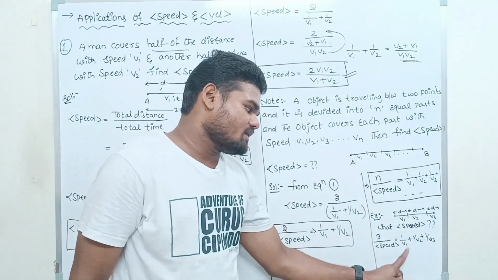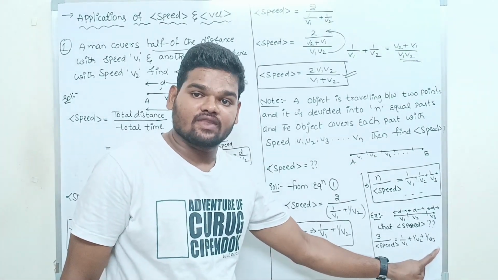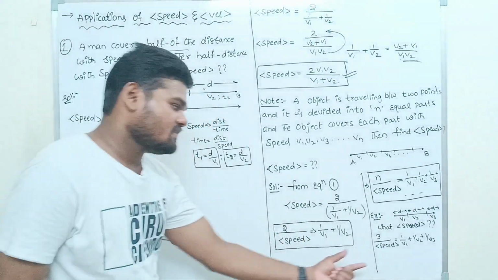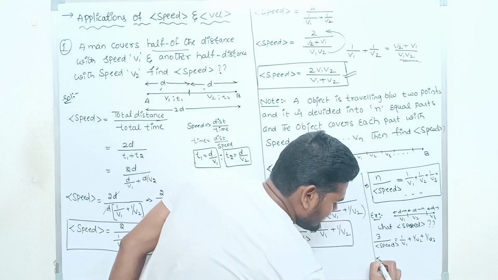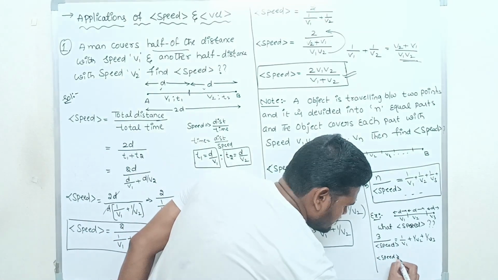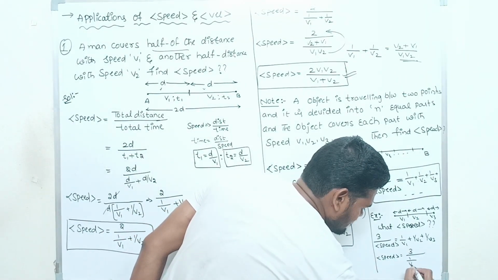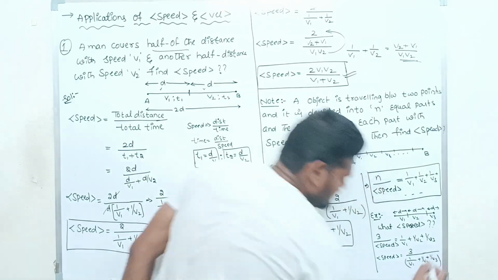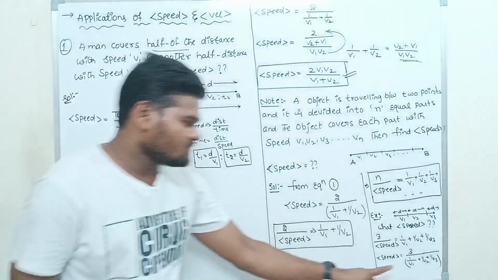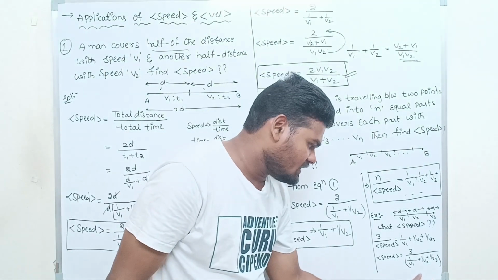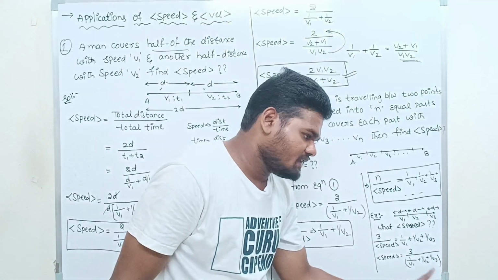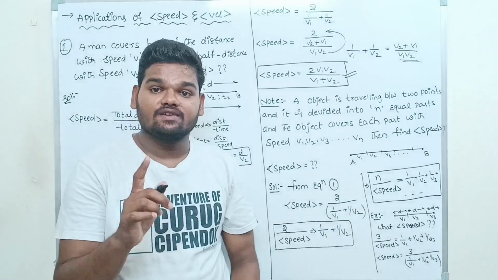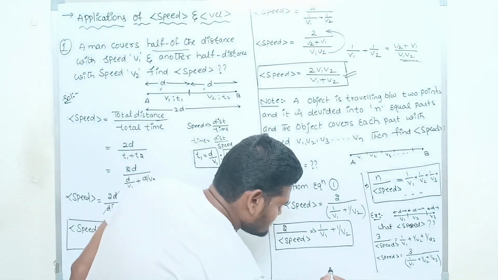Just take the LCM of 1 by v1 plus 1 by v2 plus 1 by v3. Are you getting? Do you know how to take the LCM? Right, very good. Now you will get the answer. So we can write average speed is equal to, again, 3 by 1 by v1 plus 1 by v2 plus 1 by v3. So take the LCM, you will get the answer. What is the LCM we get here? LCM we get is v1, v2, v3. So here we got v2, v3, v1, v3, v1, v2. So the final answer you will get is 3 into, you will get the answer like this.